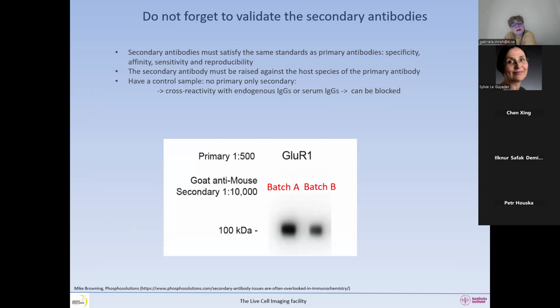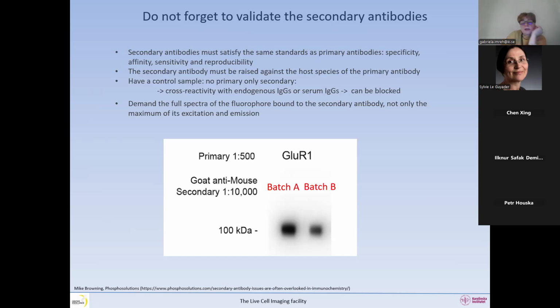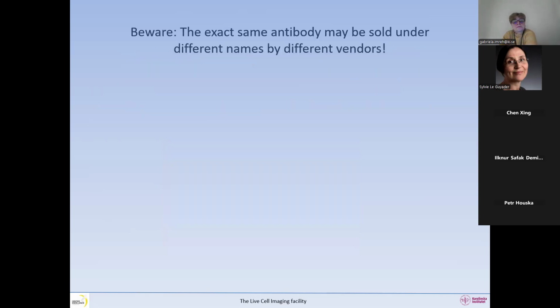Always have a control sample, meaning no primary or no secondary, so you can assess the cross-reactivity with endogenous IgGs or serum IgGs. Always, when you order a secondary, demand the full spectra of the fluorophore bound to the secondary antibody, not only the maximum of its excitation and emission. And by now, you should know why.